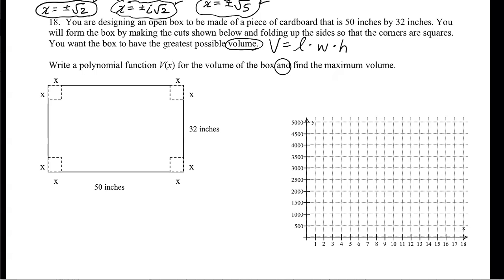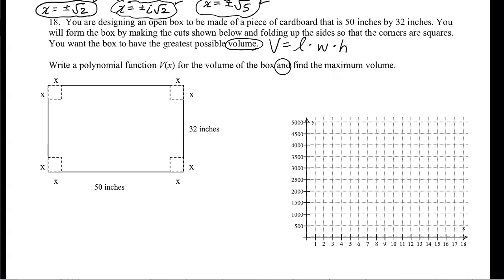So depending on how much x you cut out of each corner, the volume is going to be dependent on how big of a cut you make. Like if you make the cut this big, you're not going to have much cardboard left. It's probably going to be a really small box. But if you made the cut real small, then you would have a bigger volume, but it might not be the maximum volume for the box.